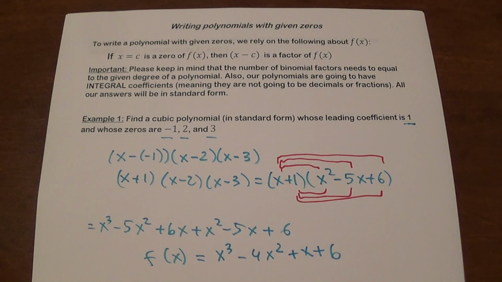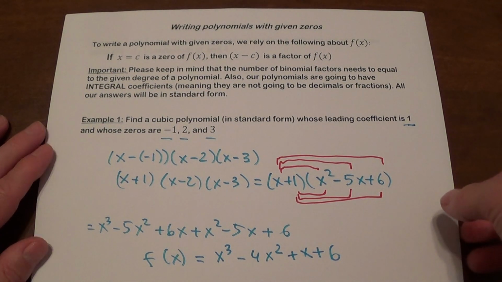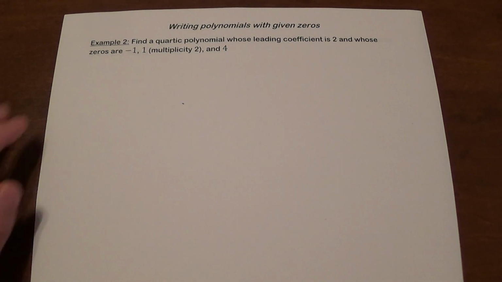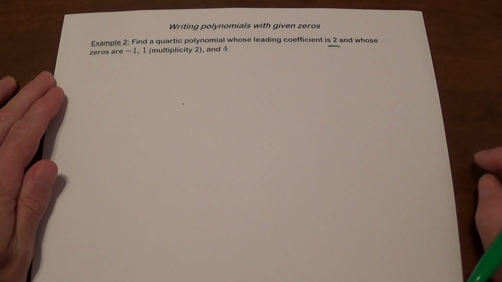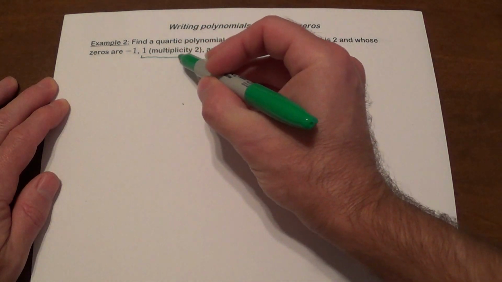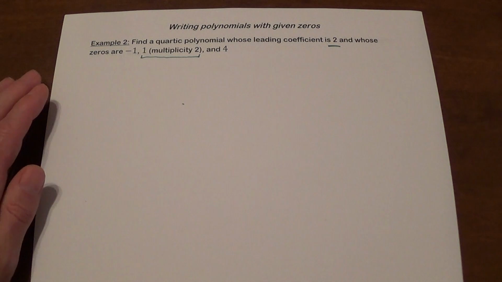Okay, so let's move to the next problem. It's exactly the same process. You just need to watch out sometimes for when they give you the leading coefficient, like in this case they tell you the leading coefficient needs to be 2. Also, we have one of these zeros right here that has multiplicity 2, and I want to show you how to properly address that.